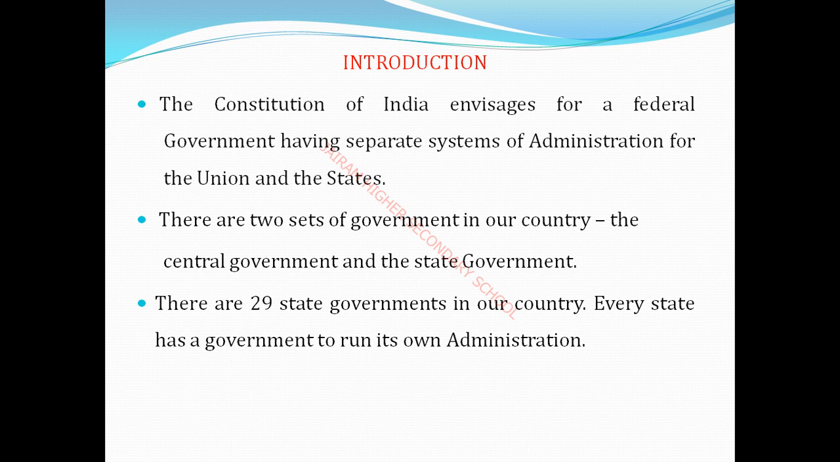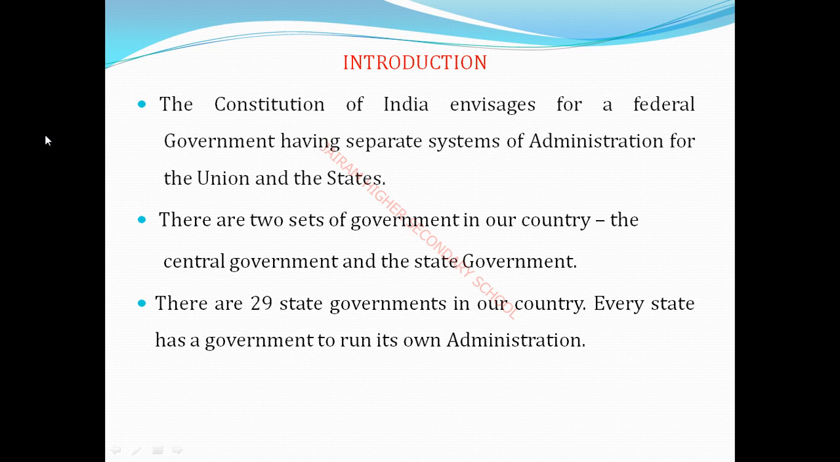Okay, children. See here, the entire administration of our nation is divided and ruled in the name of the union and the states. Union means here the central government, and states means each and every state of India. For example, we can take India's 29 states as an example. You know that previously India had 28 states. From June 2, 2014, the government of India announced Telangana as a new state. Children, this is an extra point for you.